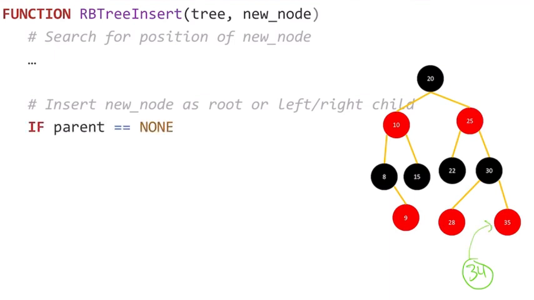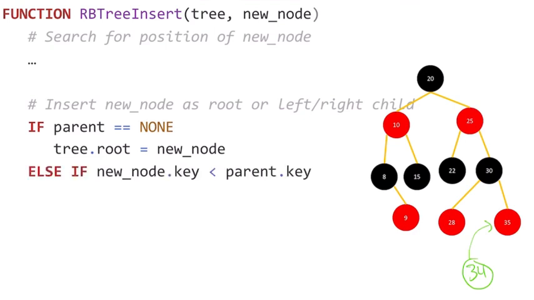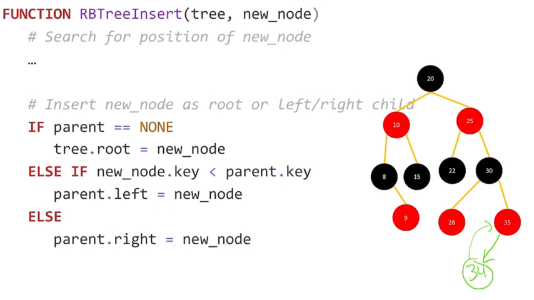Now we have to figure out, is the new node to the left or to the right of the parent? Well, if parent ended up being none, that's the case when we would have been inserting as the root. So we would have just said tree.root is equal to new node. Otherwise, if the new node's key is less than the parent key, which it is in this case, we say parent.left is equal to new node. So now we've got that left pointer on there. Otherwise, it would have been to the right.